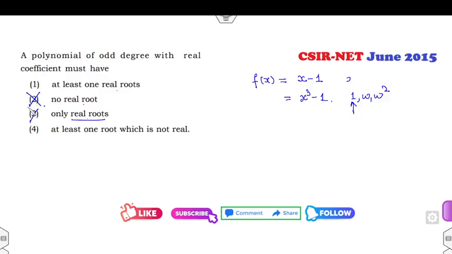Only one real root, because it has complex roots also. The option 'at least one root which is not real' is wrong. If I choose this example, all the roots are real, but 'at least one real root' is the right answer to this problem.